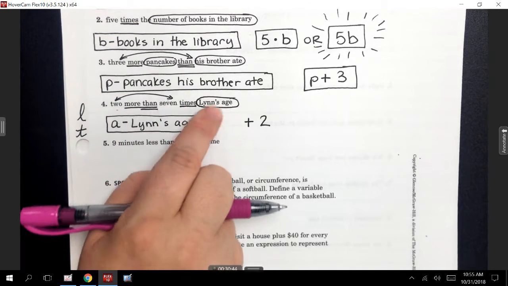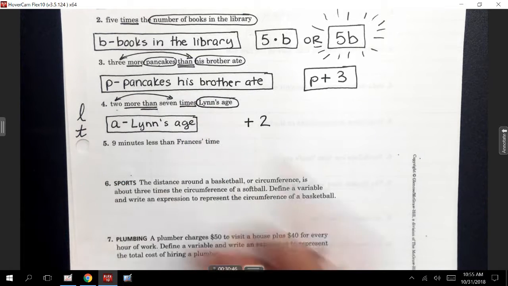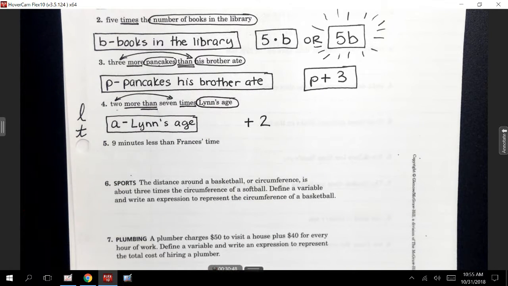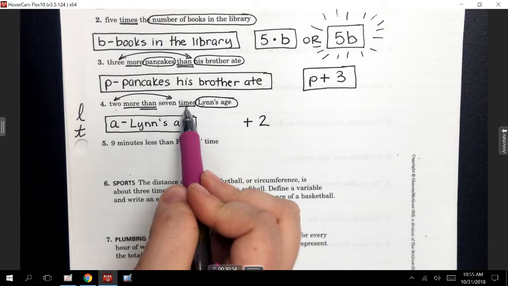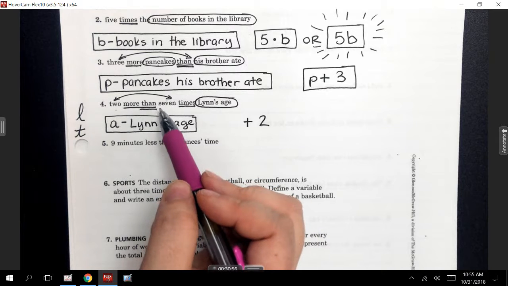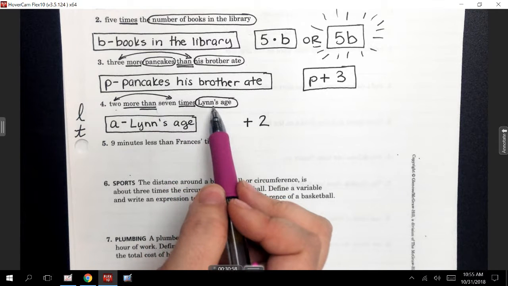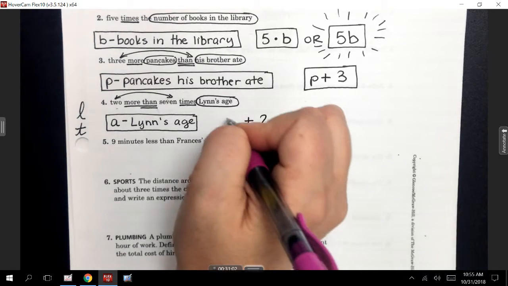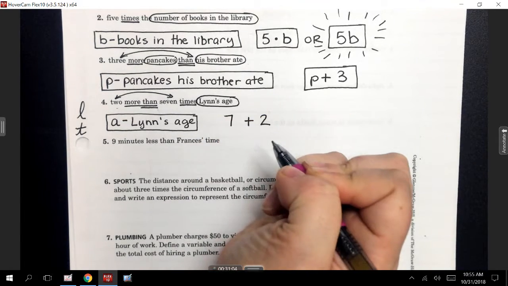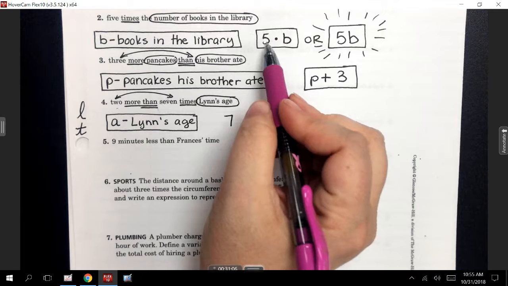This part where it says 7 times Lynn's age, all of that is just going to go in the front. So instead of putting that at the end like we normally would, we're just going to put it in front. So how would I write 7 times Lynn's age? Tiva? 7.A. Okay, so 7.A is an option.